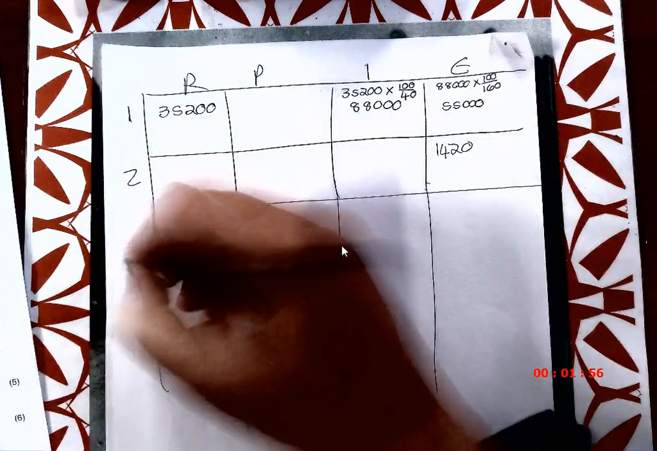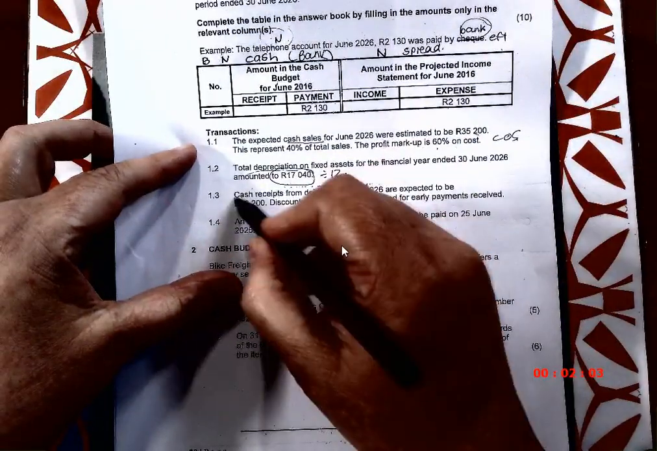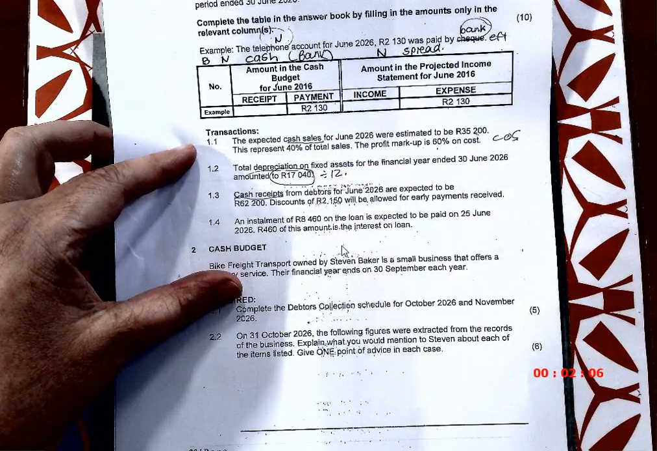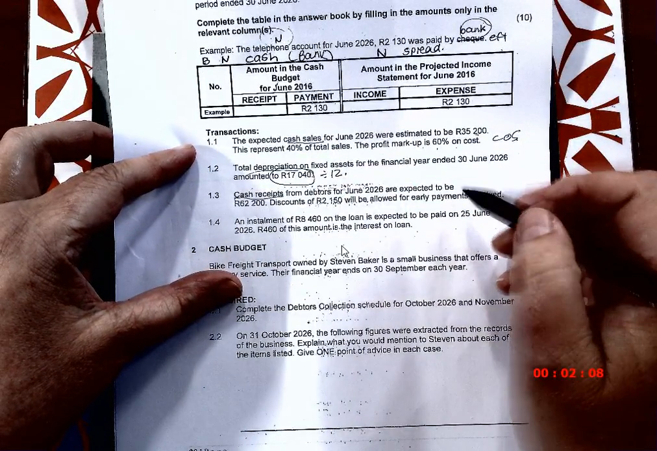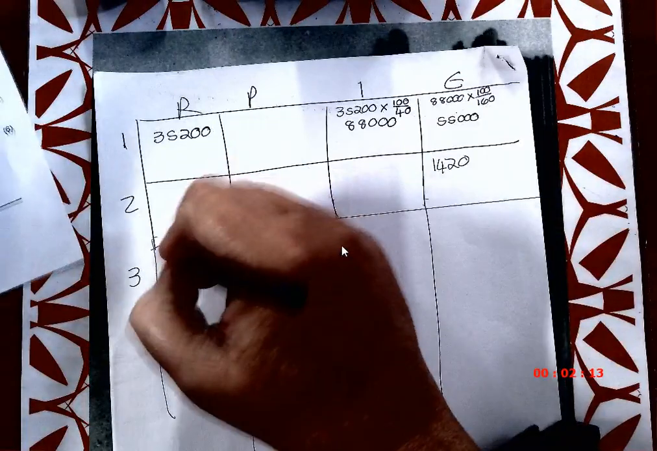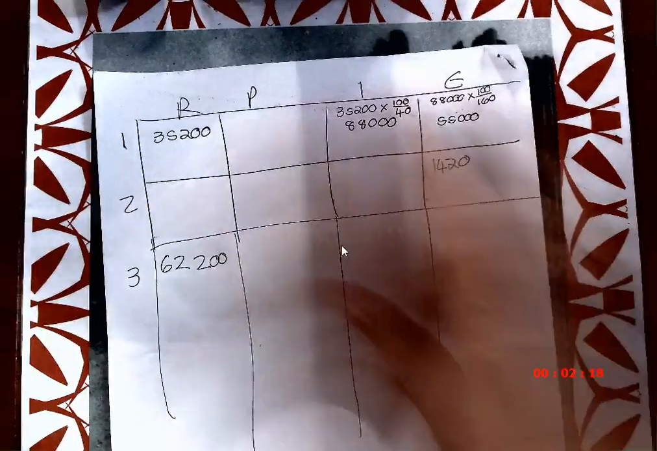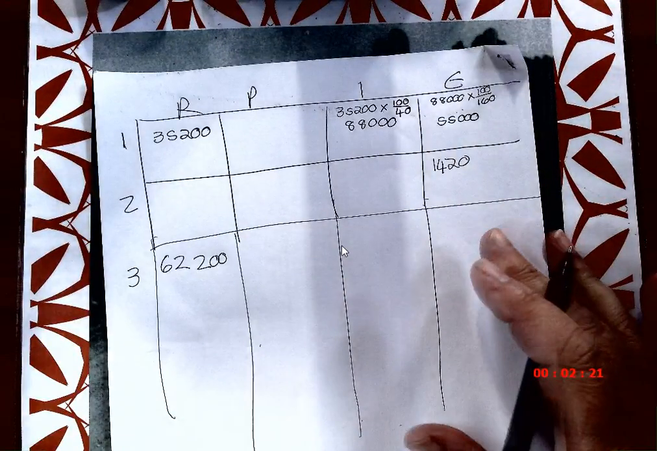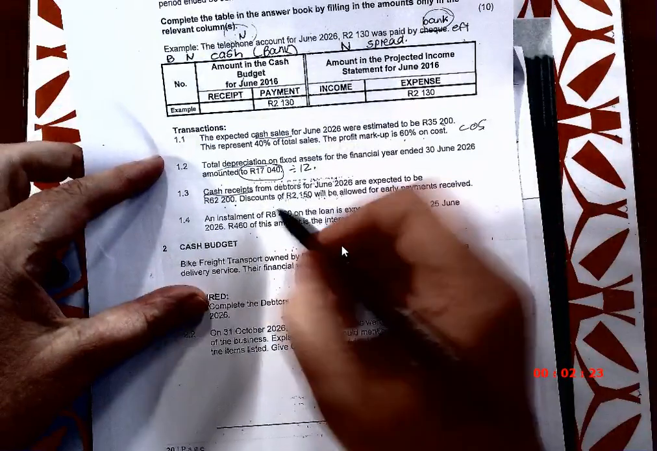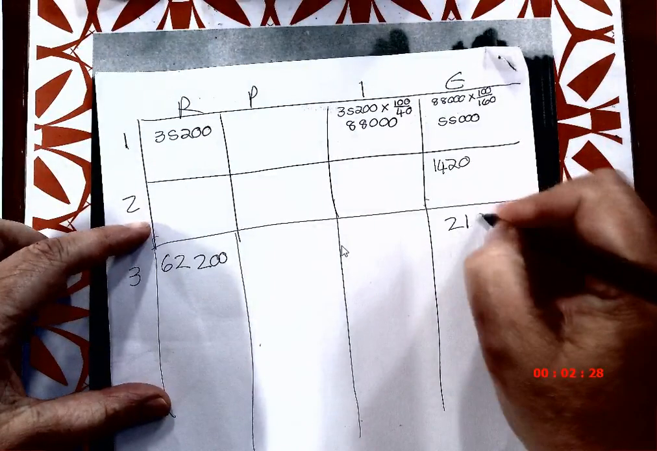Question 3, transaction 3. Transaction 3, they say cash receipts. So immediately I know budget. From debtors are 62,200. So I receive 62,200. That does not influence income and expenses. But we have discount of 150, and that's an expense. Okay.